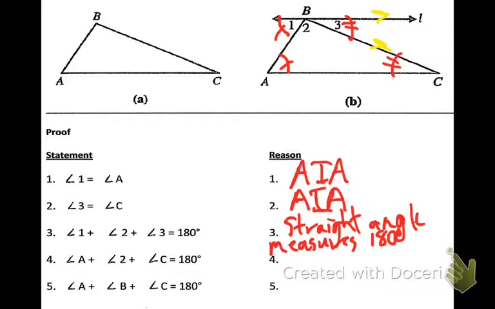A plus 2 plus C equals 180. How do I know that? What did I do? It comes from the previous 3 steps. It is, yes, it's substitution because we replaced angle 1 with A in step 3 and angle 3 with C. So that's substitution.